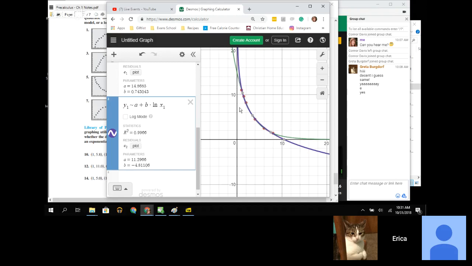The green curve looks like it models it a little better. So again, we can kind of force things to do things, but that's that.